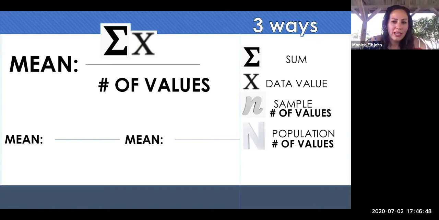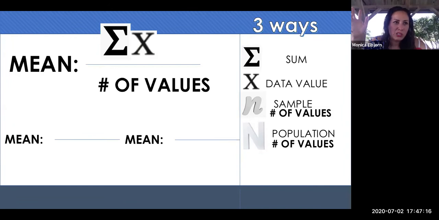So we've got the Greek letter Σ, which stands for sum. We've got the x, which is all of our data values. We've got our little letter n, which is the total number of values for the sample. And then we've got our capital letter N, which is the total number of values for our population.